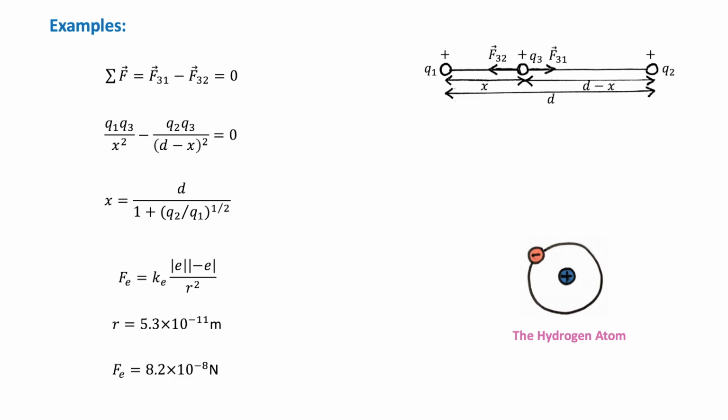So let's suppose we have also another example, the hydrogen atom. The hydrogen atom has one proton and one electron. And let's say we want to find the electric force between them, if the average separation between them is 5.3 times 10 to the minus 11 meter. Okay, so we calculate the electric force, and it's equal to 8.2 times 10 to the minus 8 Newton.